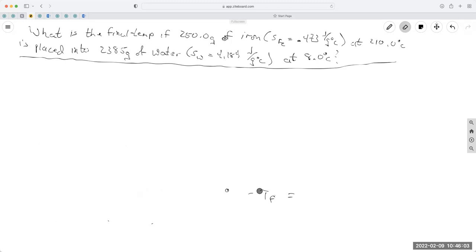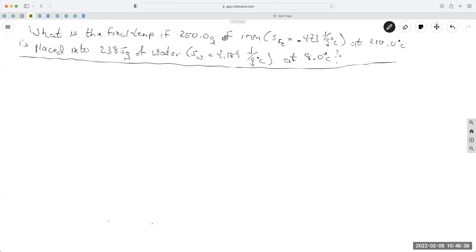All right. So this one's a little bit different, all right? And just in the interest of time, I've got plenty of time. So in this question, we've got two different things. This says, what is the final temperature if 250 grams of iron, this is the specific heat of iron, at 210 degrees C is put into 2,385 grams of water, the specific heat of water, at 8 degrees C? So we've got iron and water.